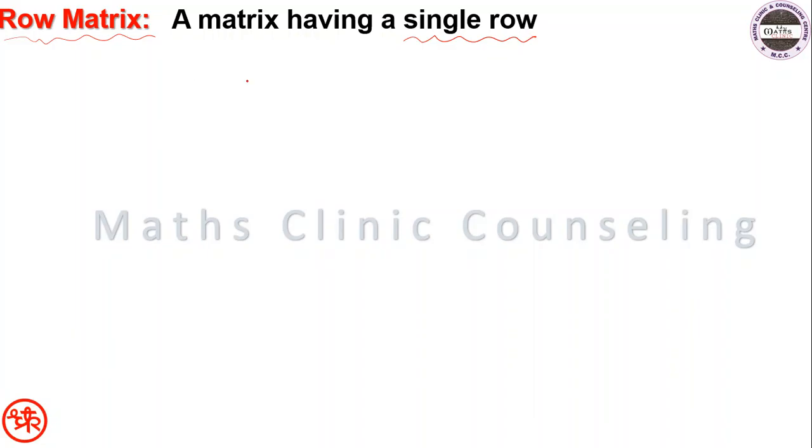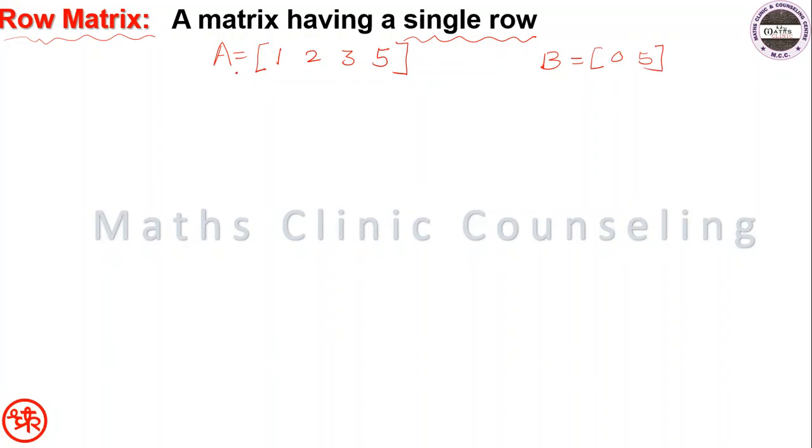So what examples can you write here? A matrix A is equal to [1 2 3 5]. Another matrix we will write, matrix B, [0 5].